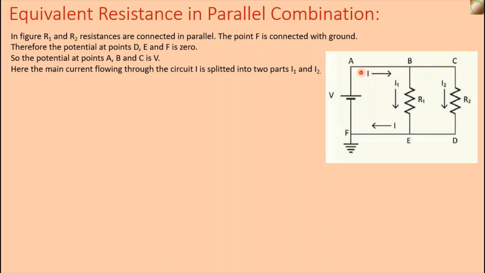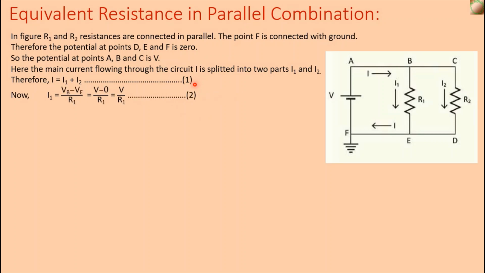Here the main current I flowing through this circuit is split into two parts. At point B, the current I is split into I1 and I2. I1 is flowing through the resistance R1 and I2 is flowing through the resistance R2. Therefore, the main current I is equal to I1 plus I2. We know there is no creation or destruction of current, therefore I is equal to I1 plus I2, equation number 1.